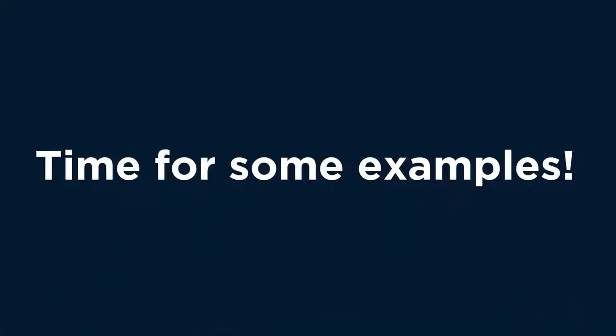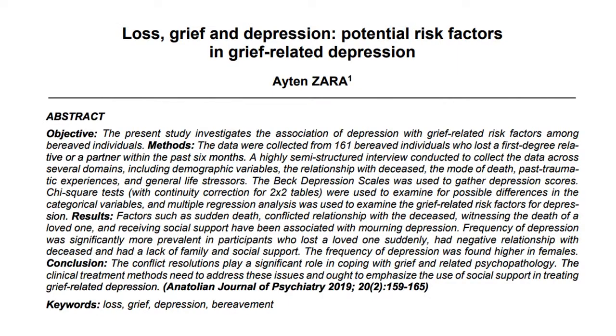Let's take a look at an example. Reading through this article's abstract, some things pop out right away that lead me to believe the study is empirical. The first being a question that needs answering. What's the association of depression with grief-related risk factors among bereaved individuals? The second thing I notice, in the method section, is a clear population and primary study method. We can see that the mode of research was a primary interview among 161 individuals. The research question mixed with a hands-on study characterizes this source as being empirical.